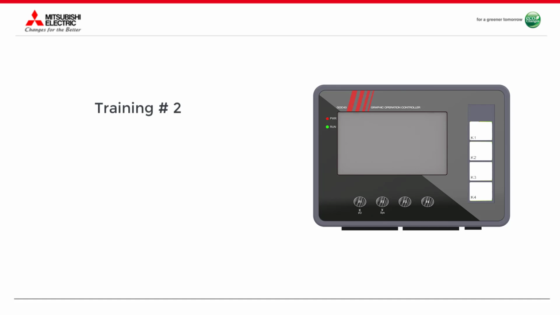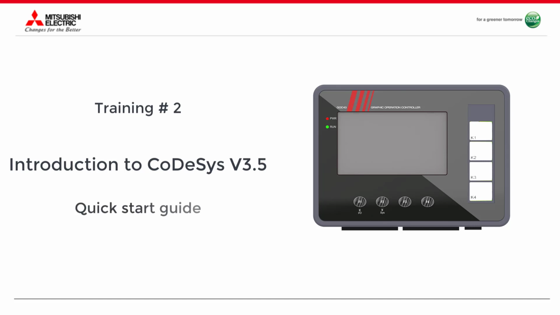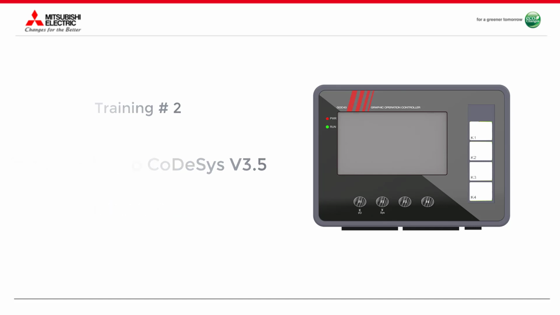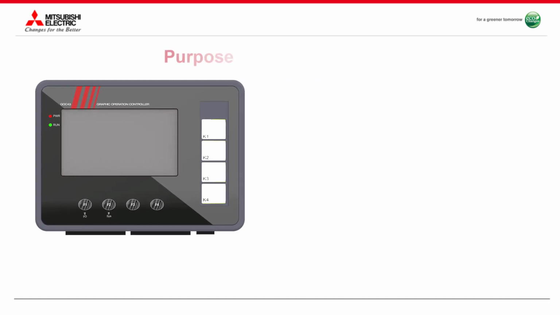GOC43 Training Number 2 is an introduction to GOC43 programming platform CodeZees 3.5. This is a quick start guide for developing a PLC logic and design visualization screens for HMI. Main purpose of this training session is to have basic hands-on experience of CodeZees. We will avoid detailing of features and functions.